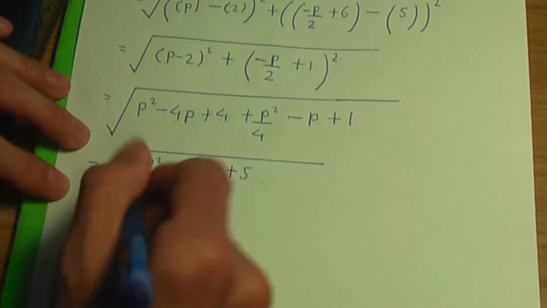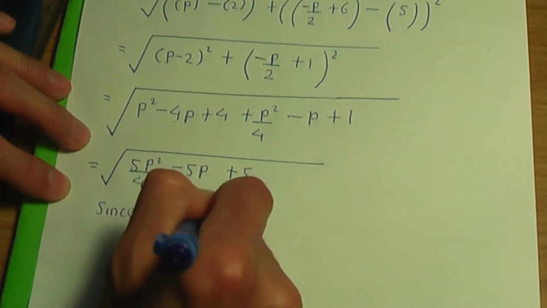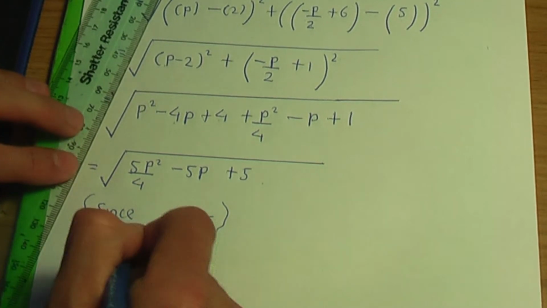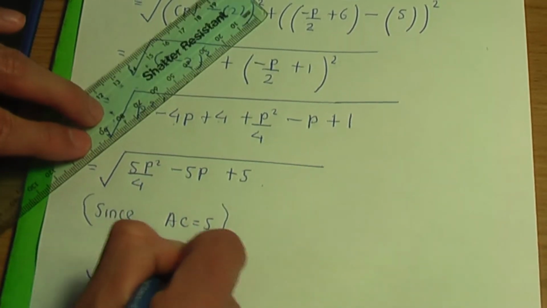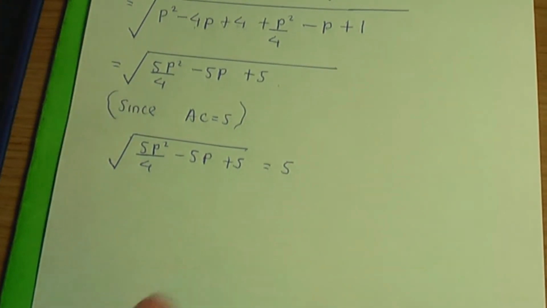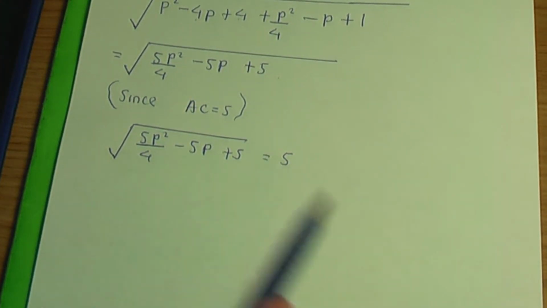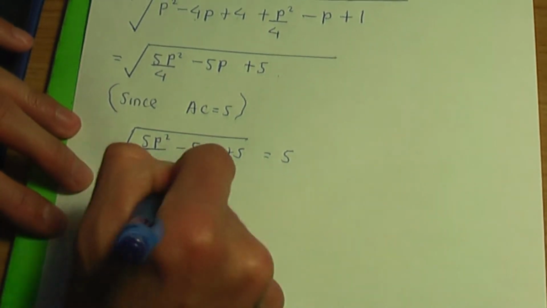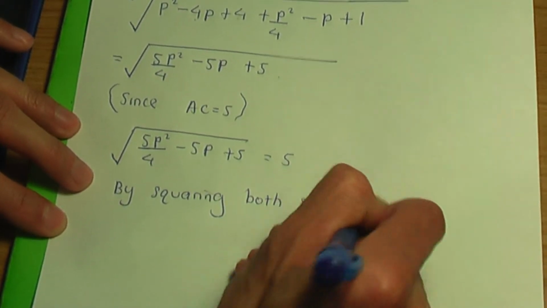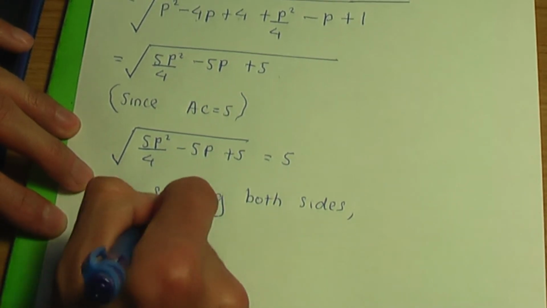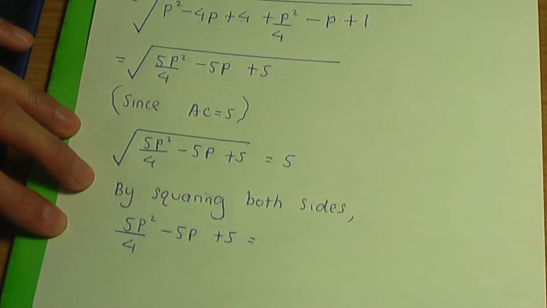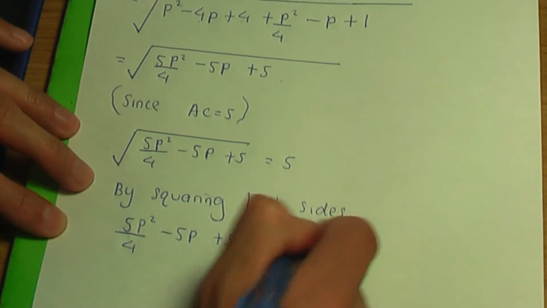So let's equate this to 5. Since AC is equal to 5, let's equate this term: the square root of 5P squared over 4 minus 5P plus 5. Let's equate that to the length given, which is 5. Now, to get rid of this square root, we need to square both sides. If I square both sides, the left hand side will be 5P squared over 4 minus 5P plus 5. And when I square the right hand side, 5 squared is 25.